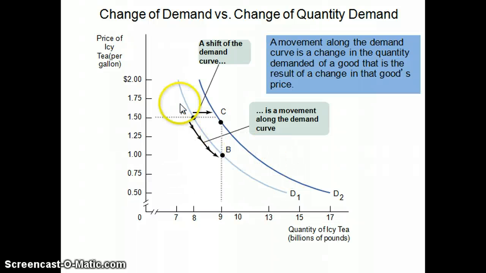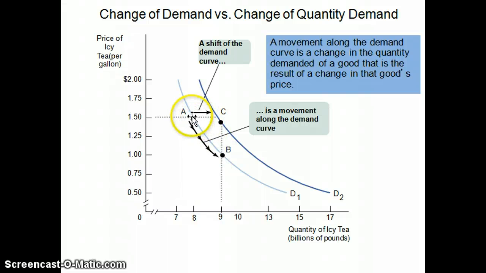So looking at point A, we're at $1.50. With $1.50, you can see there's only 8 billion pounds of ICT being sold. So there's two ways, if you look at the graph, that we can get 9 billion pounds of ICT. Notice we can go from A to C, or we can go from A to B. So let's look at the difference here between a shift and a movement.